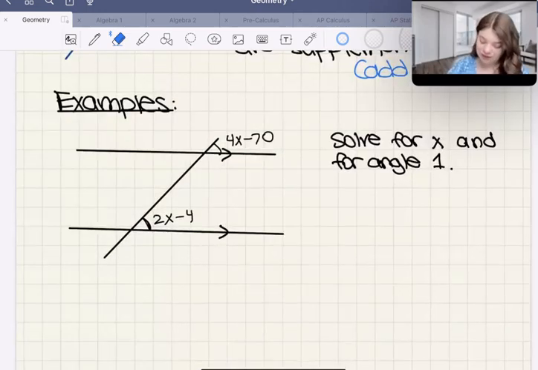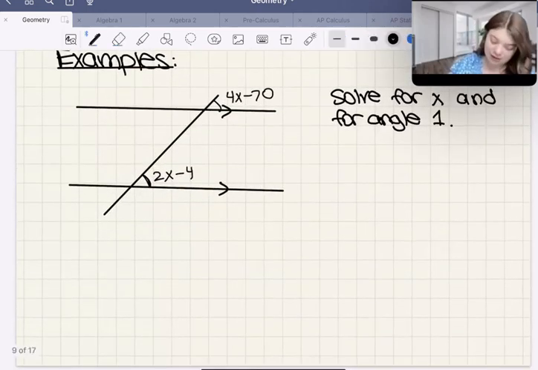So let's start with this example here. And actually, my apologies, there should be a 1 written right there. Okay, so here it says to solve for x and to solve for angle 1. So first we're going to solve for x. Now, how can we do that?